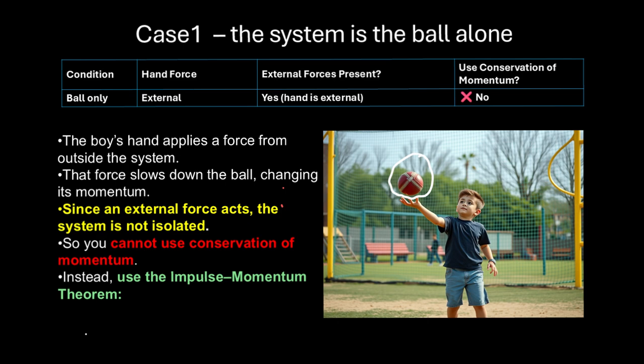Now, when the ball is the system, the force is applied from the hands, right? So, like this, the force is applied from the hands onto the ball. So, there is an external force. And what is the origin of that force? The origin of this external force is the hands of the boy who is external to this system of ball alone. And therefore, the system is not isolated and you cannot use conservation of momentum. Instead, we'll have to rely on impulse momentum theorem.